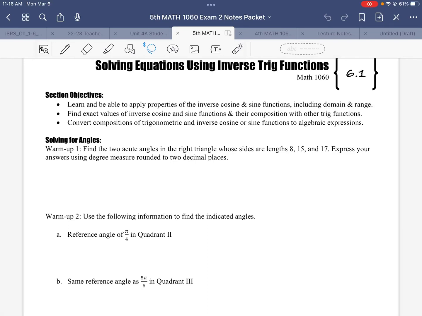Okay, we are finally going to jump into more solving equations that we see with inverse trig functions. We are also going to talk about more exact values, converting things into algebraic expressions, and then using some of the properties that we've learned about.